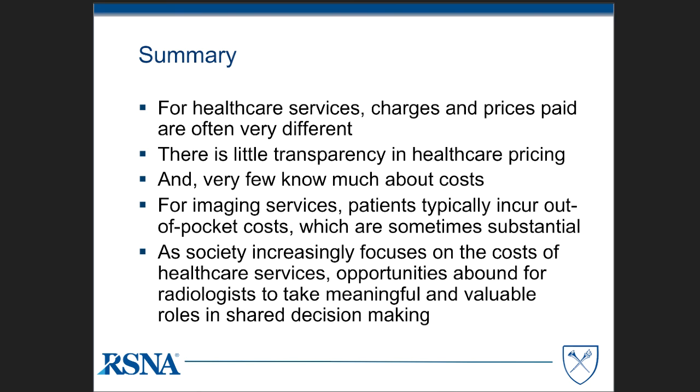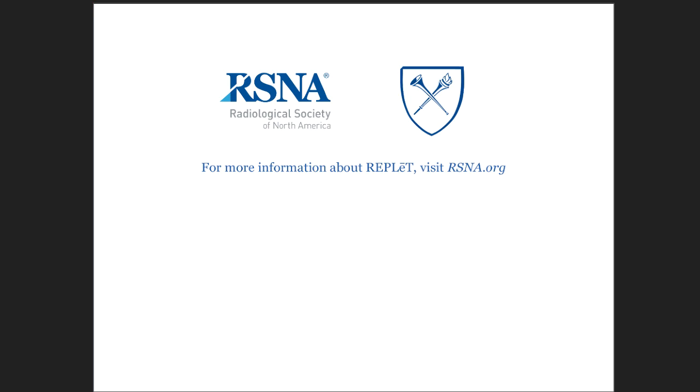So in summary, for healthcare services, charges and prices paid are often very different. There's unfortunately little transparency today in healthcare pricing, and very few of us know much about costs. For imaging services, patients typically incur substantial out-of-pocket costs. So as our society increasingly focuses on the costs of healthcare services, opportunities abound for radiologists to take meaningful and valuable roles in shared decision-making moving forward.